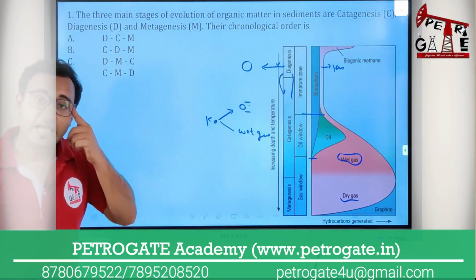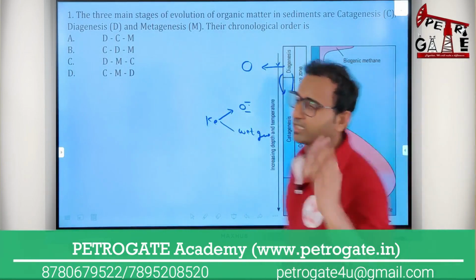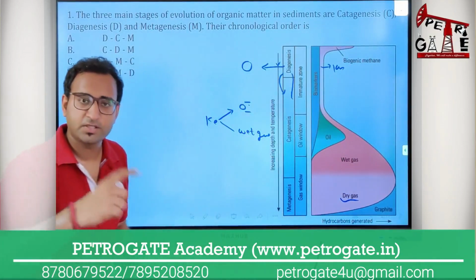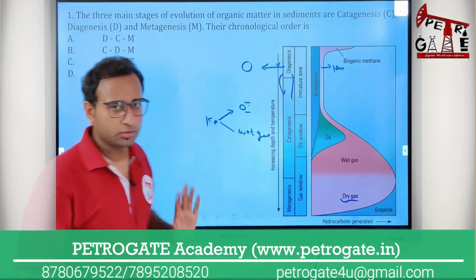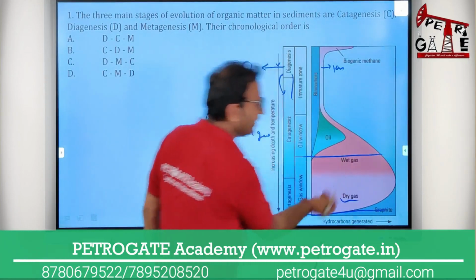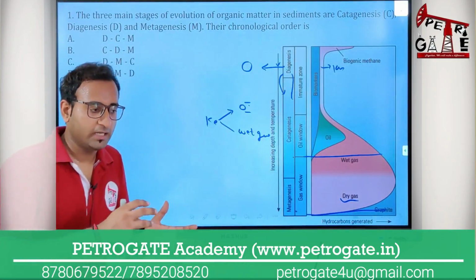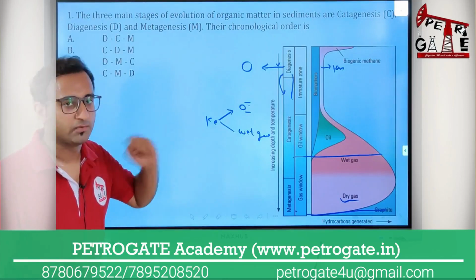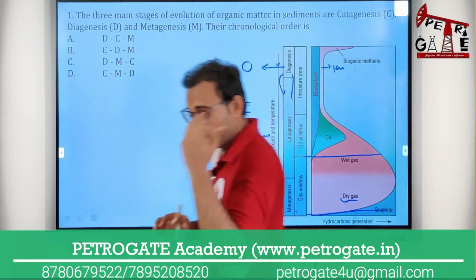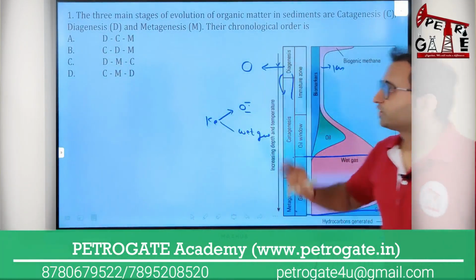Then you can say, sir, there should also be a gas window. Yes, definitely there is a gas window also: at which zone and which temperature I am getting gas, that temperature range is your gas window. So you can see the gas window also. It means in this particular window you will see dry gases and wet gases, meaning in this temperature range gas will be expelled from the kerogen. So this is your gas window. No problem. A lot of questions you will see from diagenesis, catagenesis, metagenesis. We have already discussed a lot of things about them, so you must know.